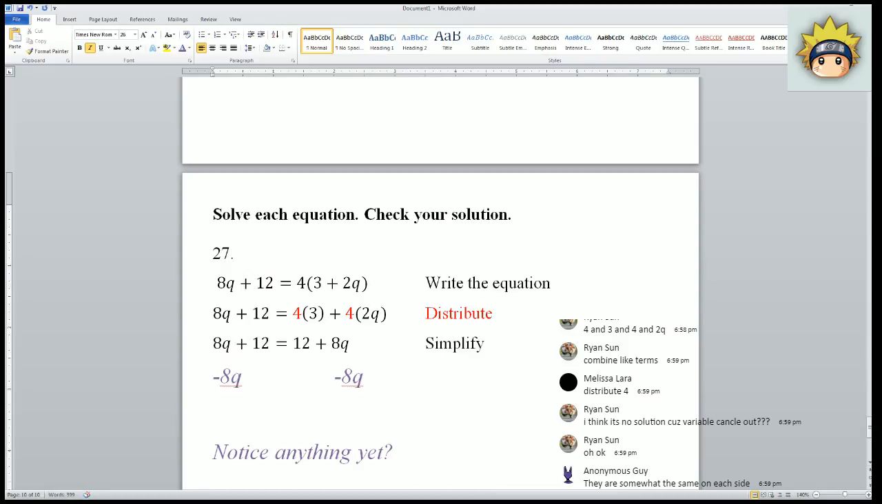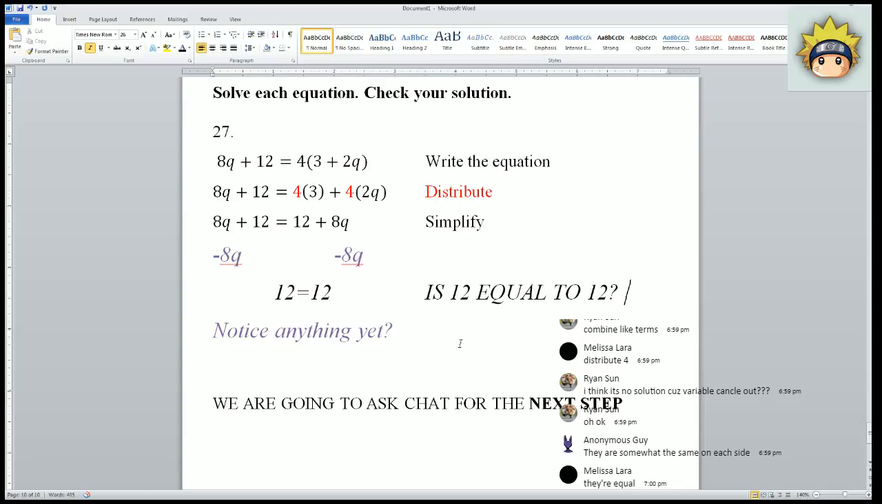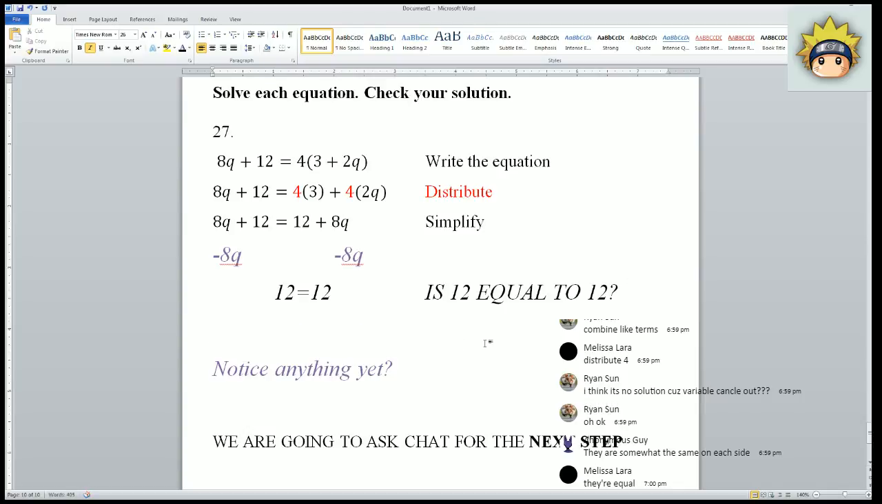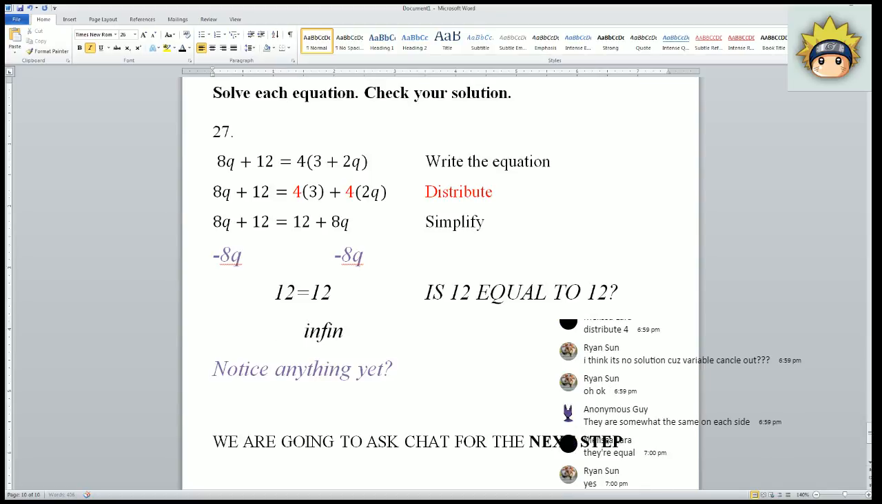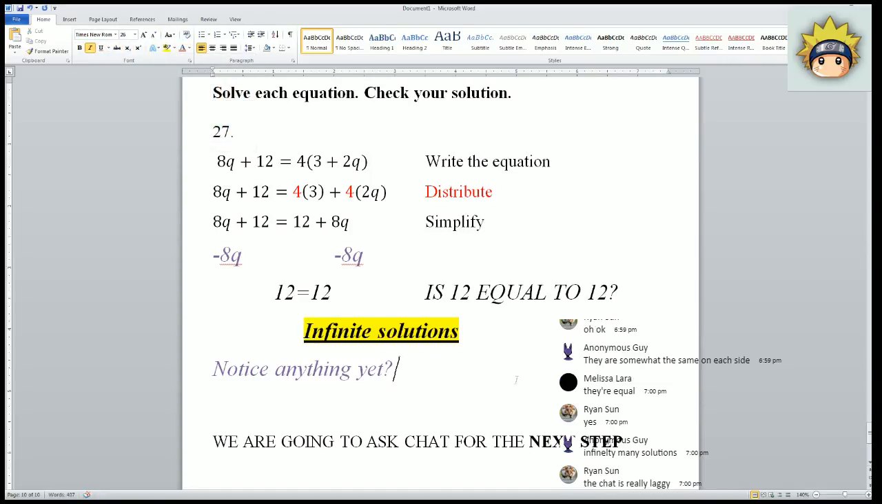You're left with 12 equals 12. Is that true? Is 12 equal to 12, Ryan? Is 12 equal to 12, chat? Please tell me. I think so, right? So this becomes what? This becomes infinite solutions here. There you go.